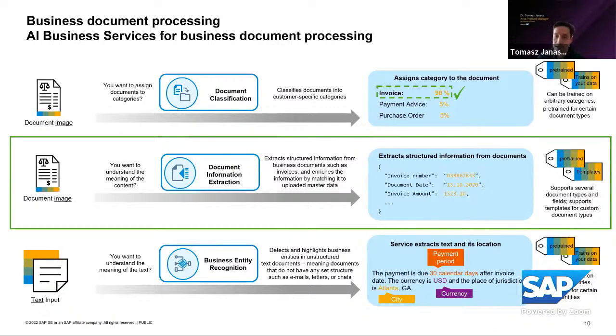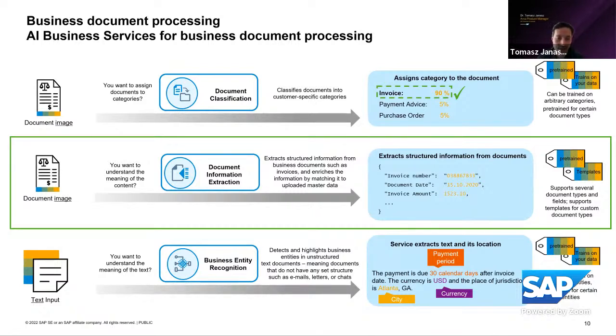This service can also predict line items of documents, which is quite important if you want to automate, for example, invoice processing in accounts payable. This service comes with pre-trained global models that are maintained and further developed by SAP. So for supplier invoices, payment advices, purchase orders, or business cards.